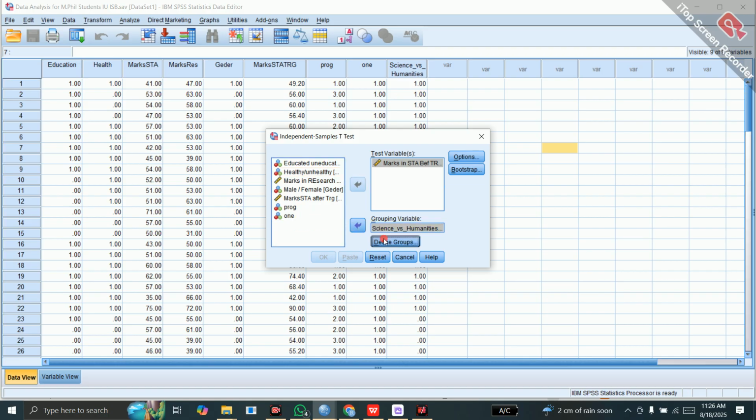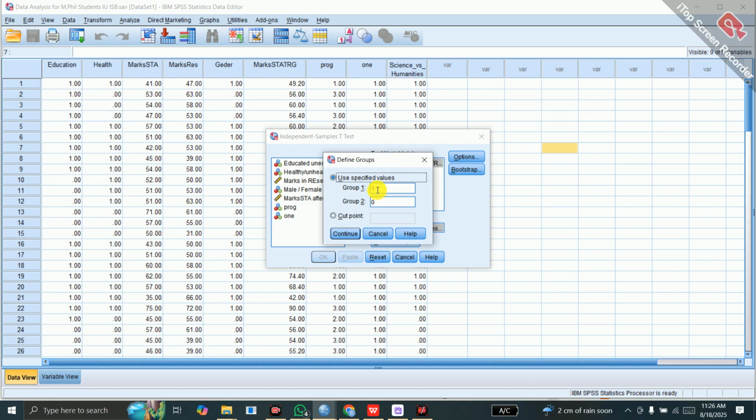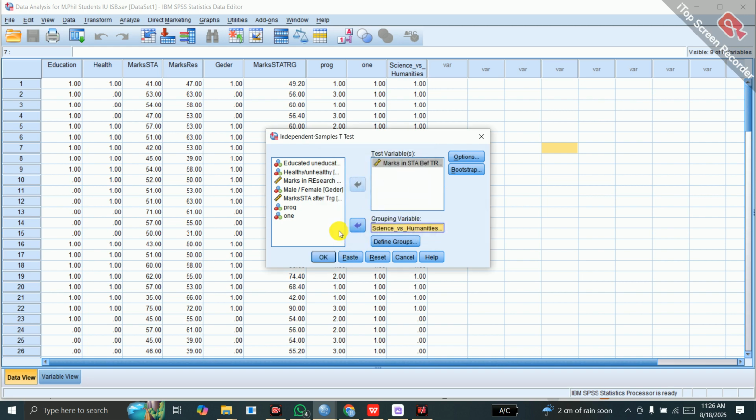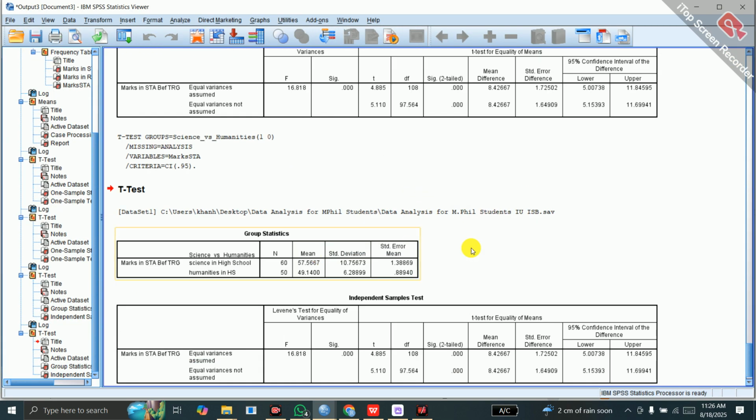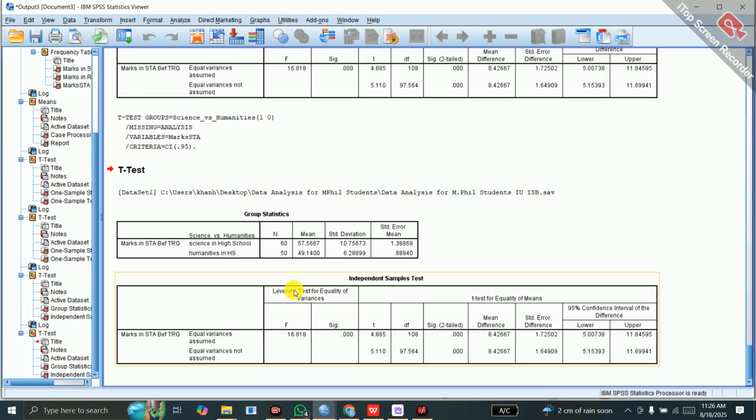So I will define this. So these are the values. One is for science and 0 is for humanities. So I'll click on continue and then click OK. So here is my analysis of the independent sample t-test.